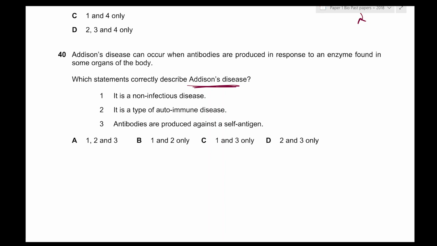Therefore, let's start with 1, it is a non-infectious disease. Yes, it's an autoimmune condition. 2, it's a type of autoimmune disease. Yes, this is correct, where antibodies are produced against self-antigens. So this is also correct. Therefore, the correct answer must be A.